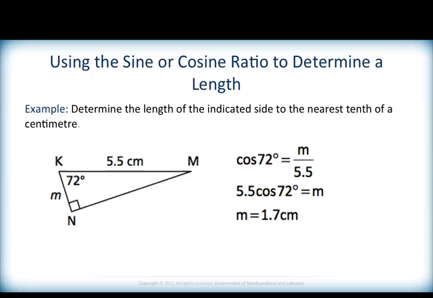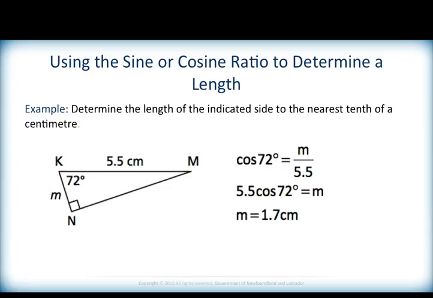So we have 72 degrees for angle K. The opposite side of angle K would be NM, which we do not know. So we're not given the opposite side. We need to find little m, which is side KN, and that is the adjacent side. So we need to use the adjacent side. And we're given the hypotenuse, which is 5.5 centimeters, since that is the side opposite the 90-degree angle.